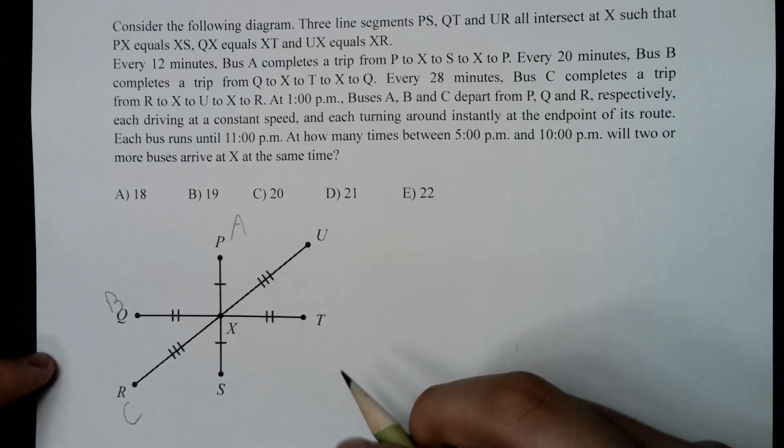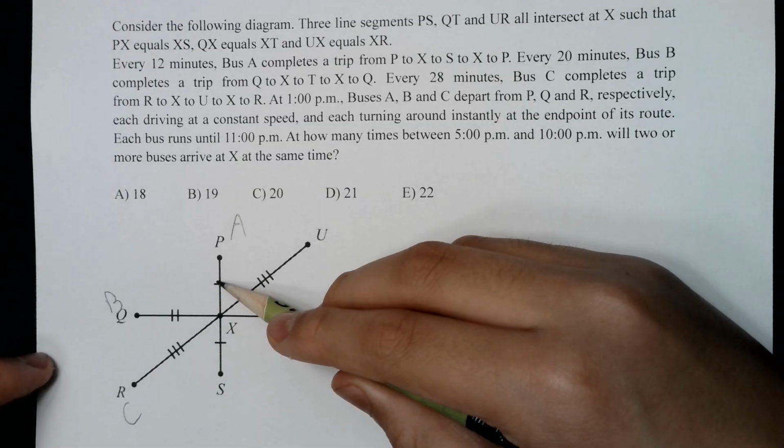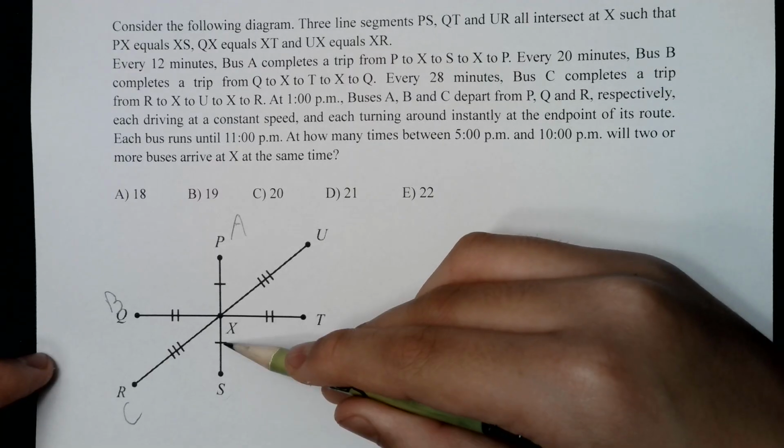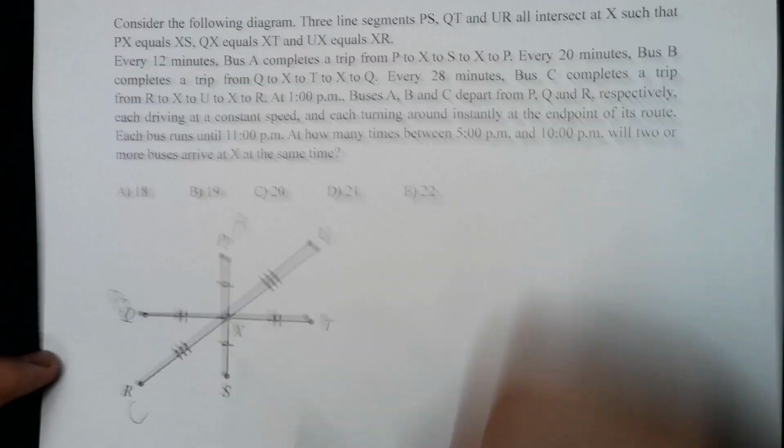Now, as you can see here, C takes 28 minutes, B takes 20 minutes, and A takes 12 minutes. This means for these sections, so there's one section here, one section here, then I have to go back on this one, and they have to go back. So for each section here, it takes 3 minutes for bus A.